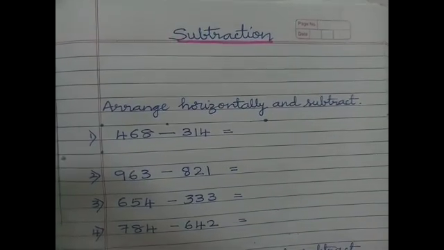Students, in today's maths class, let us learn lesson number 4, subtraction. Subtraction means we have to minus. Let us take a simple example. Imagine there are 25 beads with you. You gave 5 beads to your friend. How many are left with you? So, you have to subtract 5 from 25.